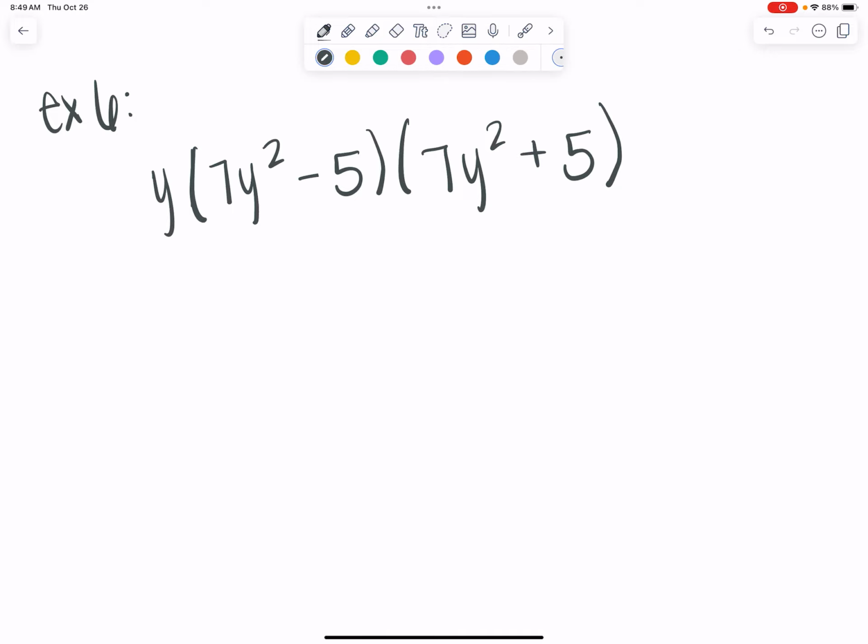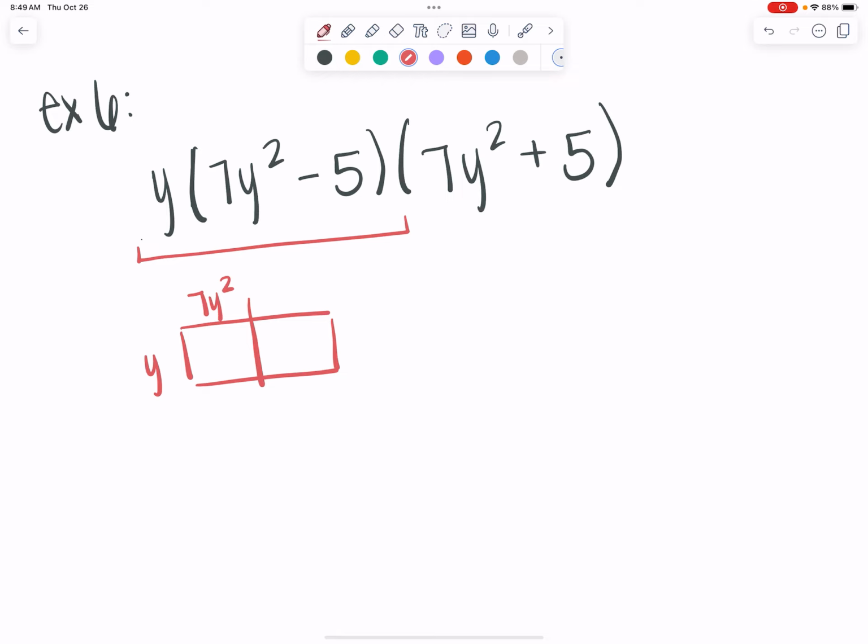Honestly, I would just go ahead and multiply these two first because, with order of operations, we're so used to multiplying from left to right. So let's go ahead and multiply those two. If we wanted to do the box, that would be a 1 by 2. So I'm just multiplying these first two polynomials, the y and the 7y squared minus 5.